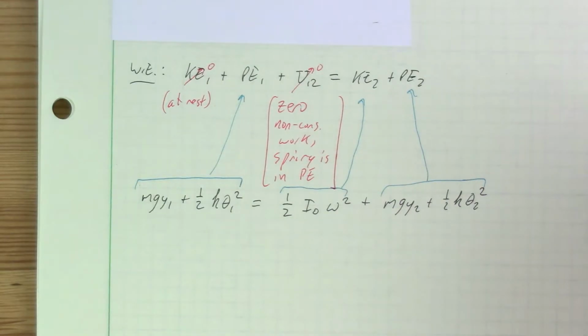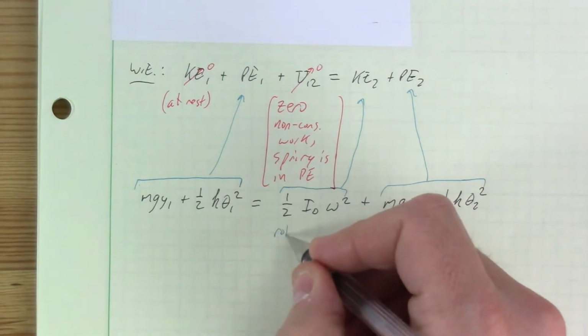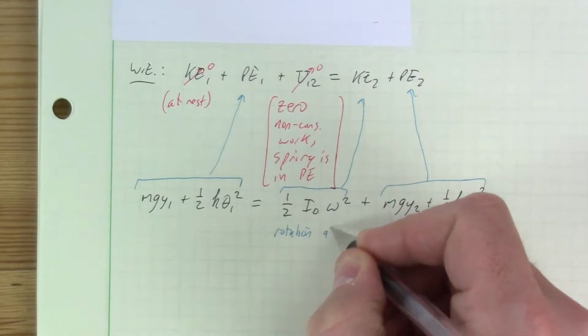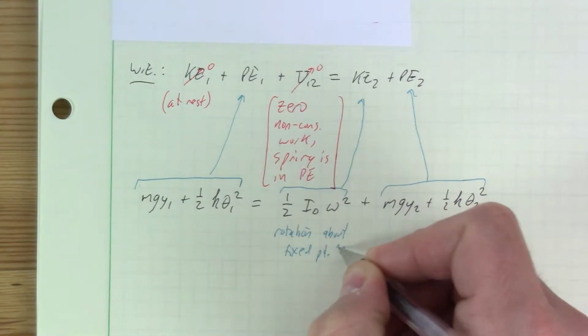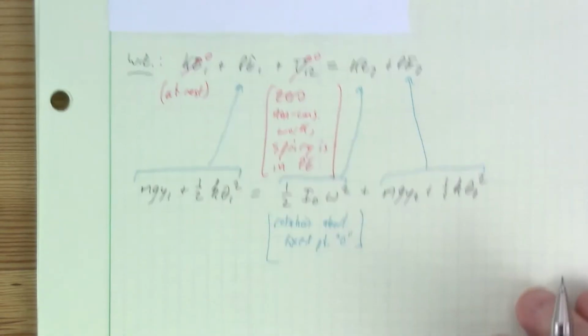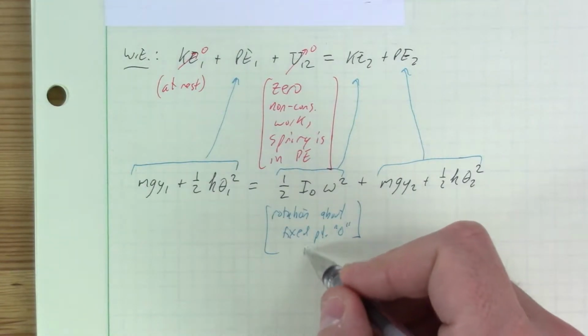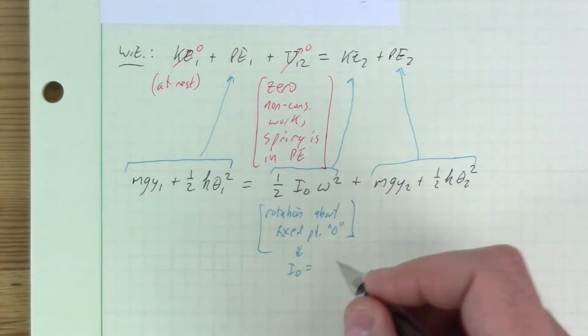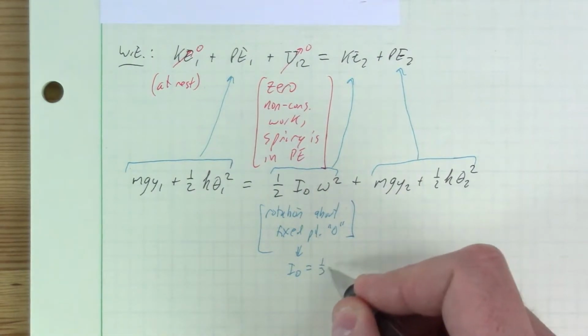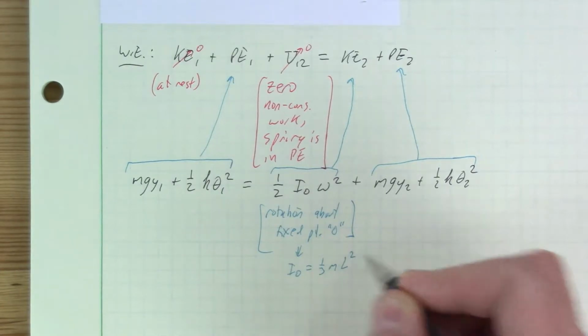Okay, so this is a rotation about fixed point O, and also our moment of inertia about that fixed point. That's the end of a slender rod, and so that is 1/3 ml squared.